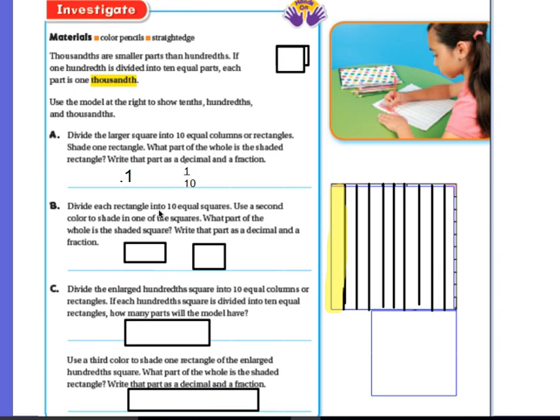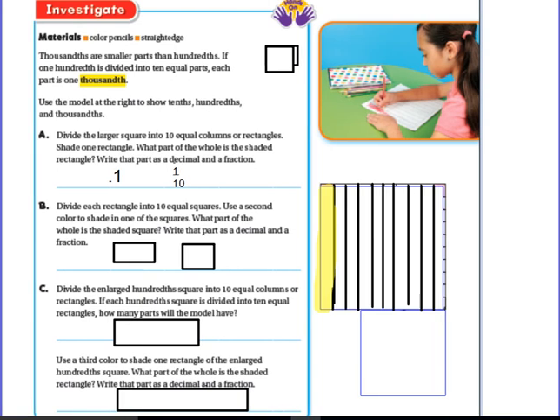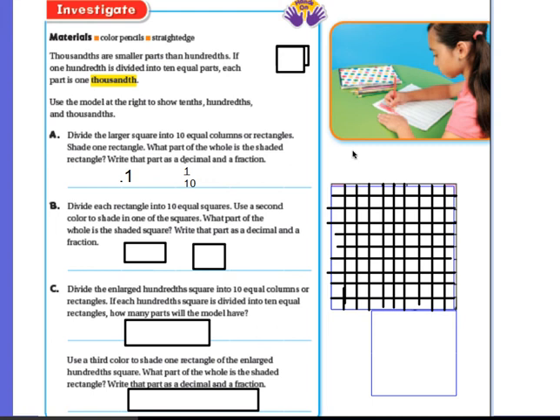Now it wants you to divide your rectangle into 10 equal squares. Use the second color to shade it. Okay, so now we got to go back and we need to divide it the other way into 10 equal parts. So please do that. Okay, now that you got it divided into 10 equal spots, I have now 100 because I know 10 times 10 is 100. So they said shade one in with a different color. So pick a different one and shade it in.